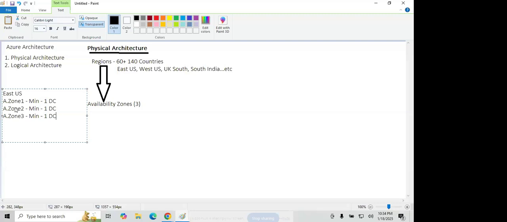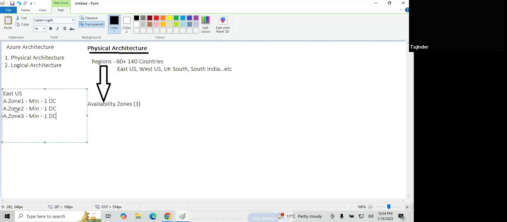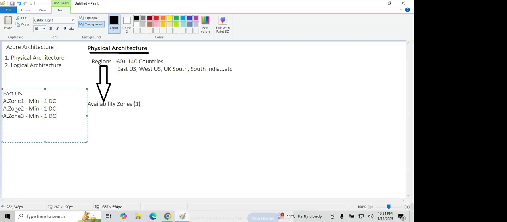Point is, in three different physical locations, which are 10 to 15 miles away from each other, Microsoft has deployed data centers and now they are calling it one region, right? So there are two statements. In one region, minimum there will be two and maximum there can be multiple data centers. In one availability zone, minimum there will be one and maximum there can be multiple data centers, right?